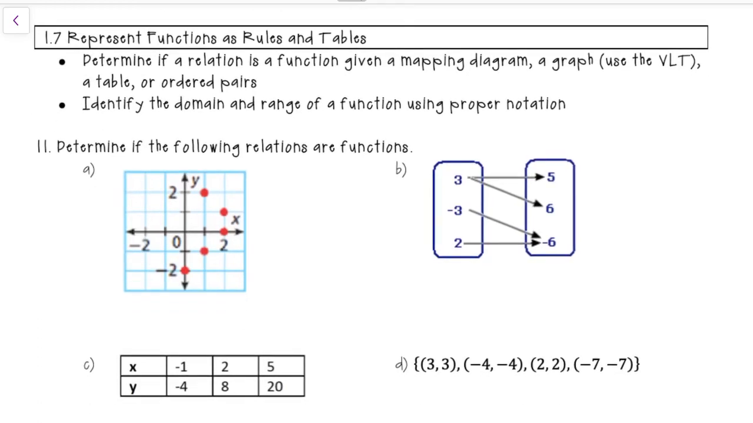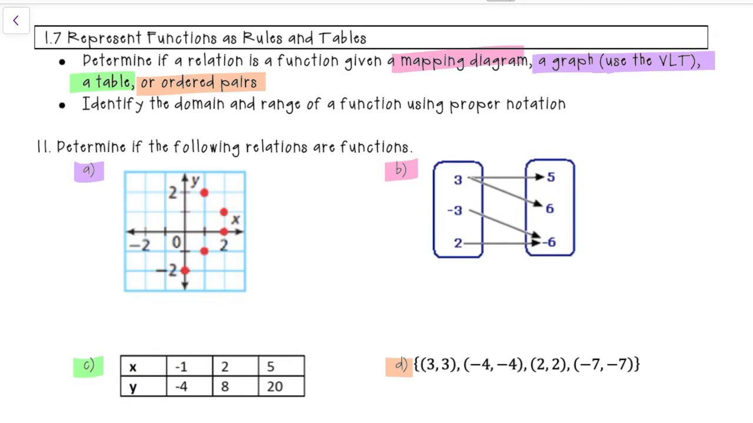Then we've got section 1.7, representing functions as rules and tables. The first thing we need to be able to do is determine if a relation is a function or not. And then there are these 4 different representations of relations. We have mapping diagrams, which is what we've got in example B. We've got a graph, in which case we should use our vertical line test as we're solving 11A. And then you might have a table, like we do in example C, or you might just be given a whole bunch of ordered pairs like we are in example D.